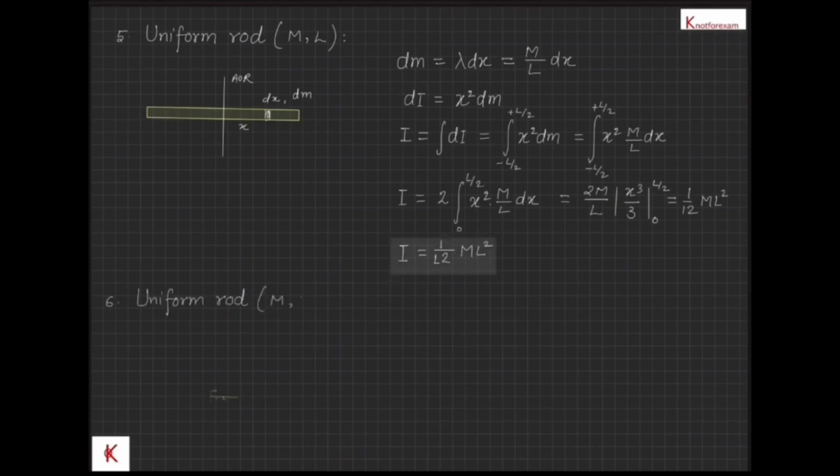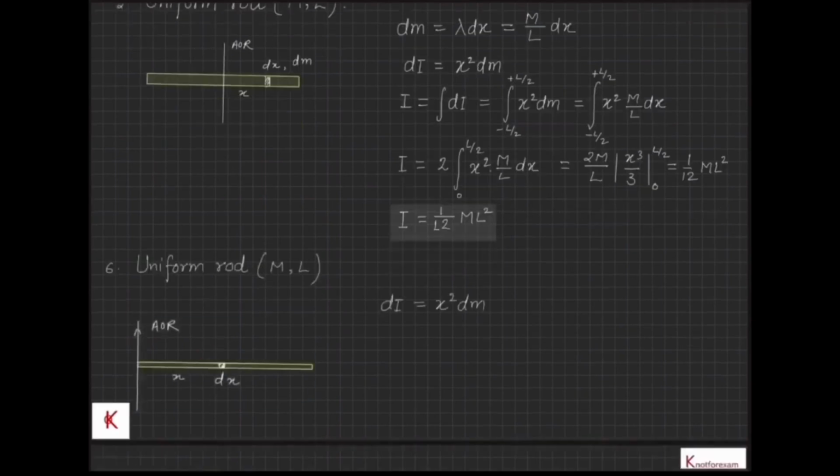Now the moment of inertia of a uniform rod of mass m and length l about an axis passing through one of its ends and perpendicular to the rod can be easily calculated as above, but only the limits of integration are changed. After solving, you get I equals 1 by 3 m l squared.